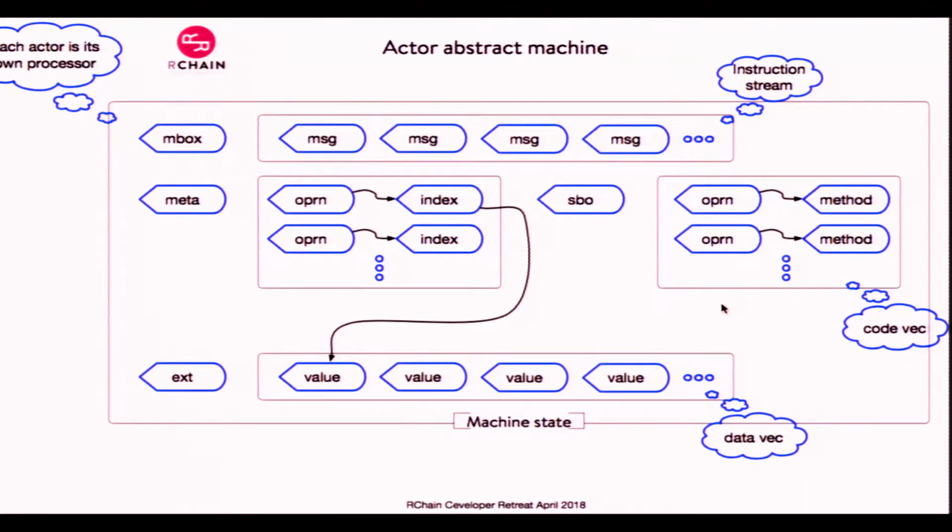So the intuition relative to hardware is you can think of each actor as kind of its own processor. Right, so the inbox is the instruction stream. The extension is the litvec, the data vec, and the SBO is the code vec, and then the meta is just this level of abstraction above to be able to refer to the data values by some abstract tag rather than by index. It's really a very simple idea.